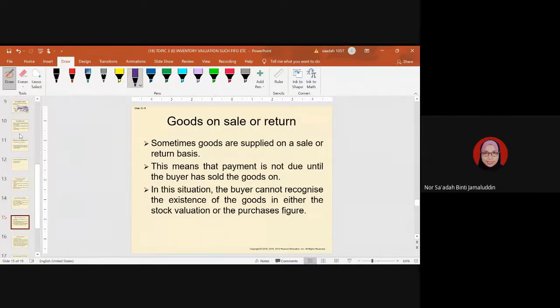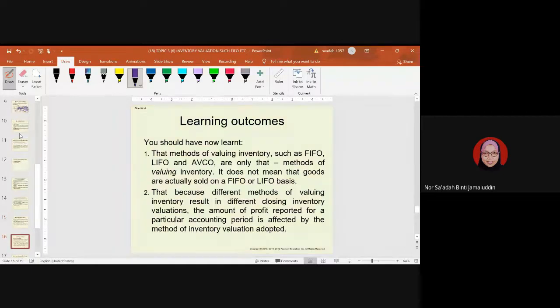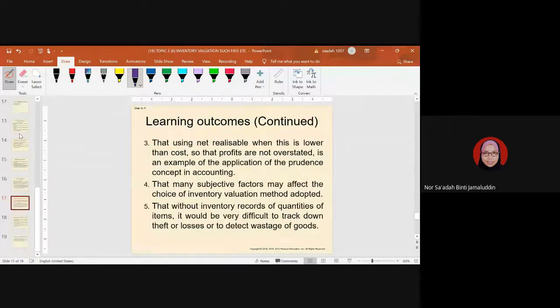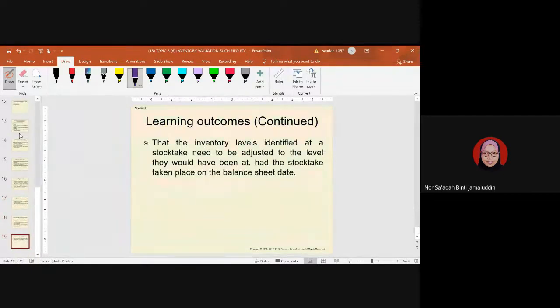This is relate with our sales or return only, just relate with return inward. So return outward. This is a learning outcome for this subtopic. That's all for our inventory part.